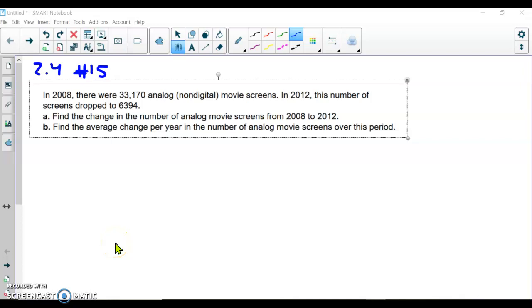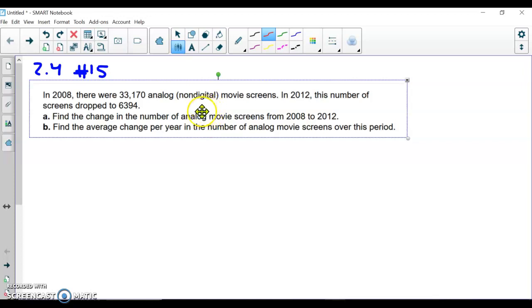Okay, this is question number 15 from 2.4, and they are giving us the number of analog movie screens on two different dates. It says in 2008, there were 33,170 analog movie screens, and then by 2012, that number dropped to 6,394. I guess the implication is that all these movie screens went digital. So it says, find the change in the number of analog movie screens from 2008 to 2012.